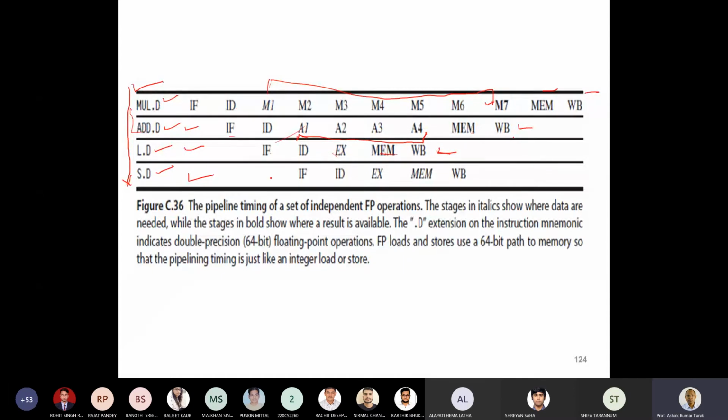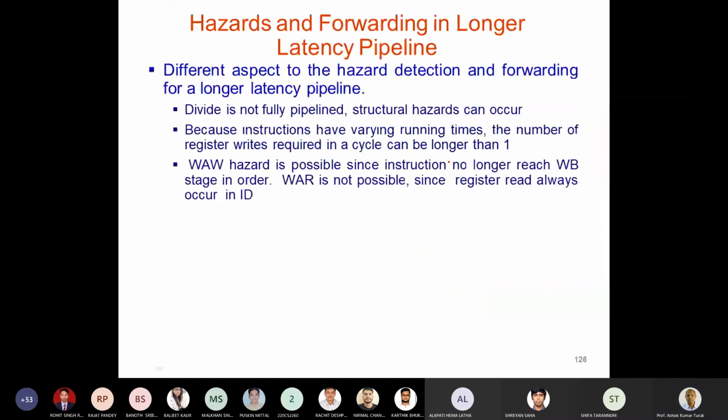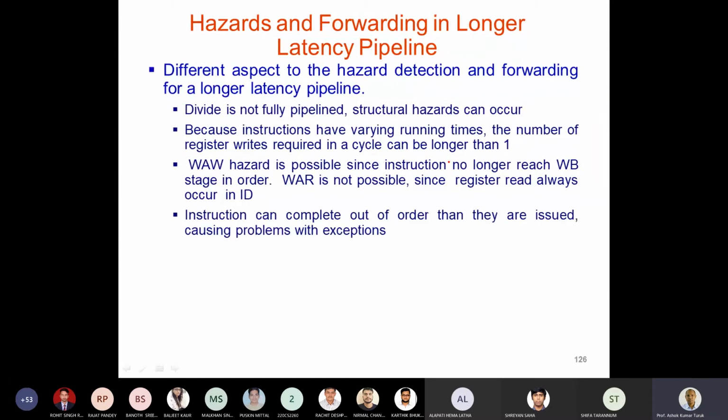Now there is another hazard called write after read. In the 5-stage pipeline, the write after read hazard is not going to take place, because it takes place when instruction J writes before instruction I reads. In our case, all the reading takes place in the instruction decode stage and all writing takes place in the write back stage, so this is not possible. Write after read hazard is not possible since register reads always occur in the instruction decode stage.